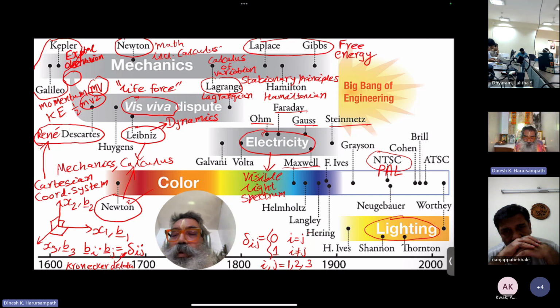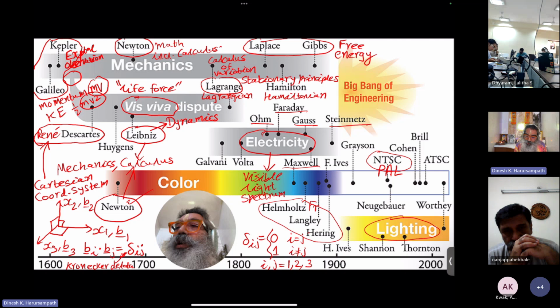So I'm actually skipping a lot of people, but they all have made immense contributions, just like Gibbs free energy. There's also something called the Helmholtz free energy, even though Helmholtz is mentioned here as part of the electromagnetic spectrum. We use this also sometimes as part of a lot of our dynamics, in particular thermodynamics.